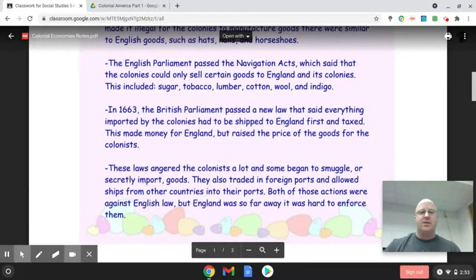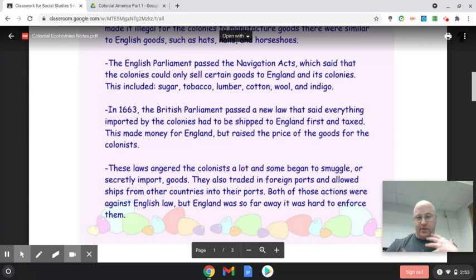So in 1663, they passed a law that said everything going to the colonies had to be shipped to England first and pay a tax. This tax was called a duty. This made money for England, but of course, it's costing the colonists more. So the people that are buying it, they're going to end up having to pay more because they're paying a higher tax. So they're not going to like that either.